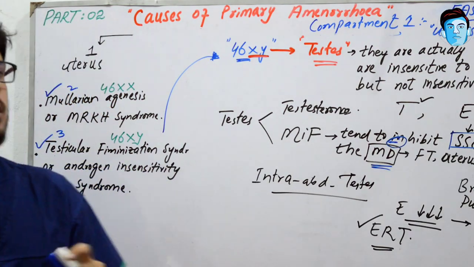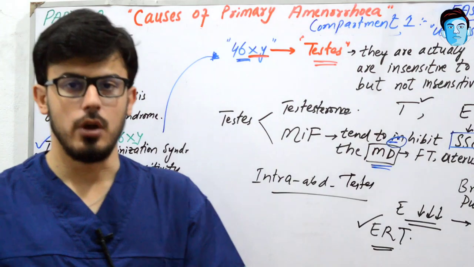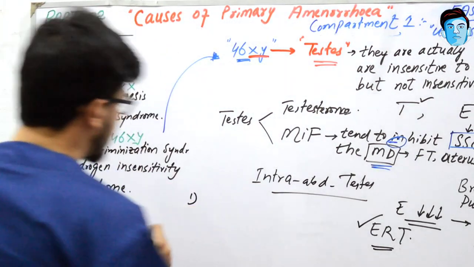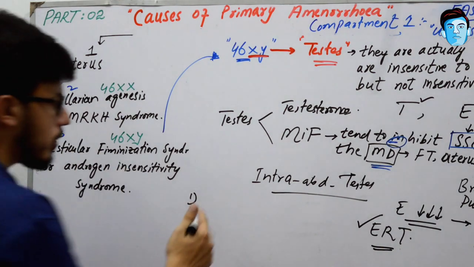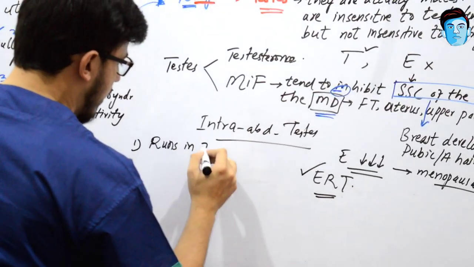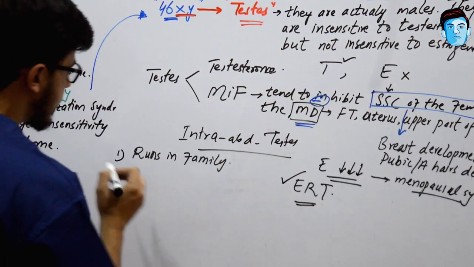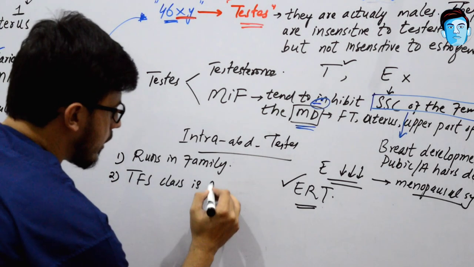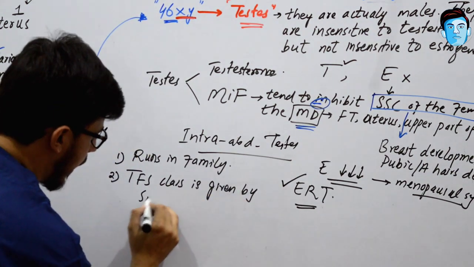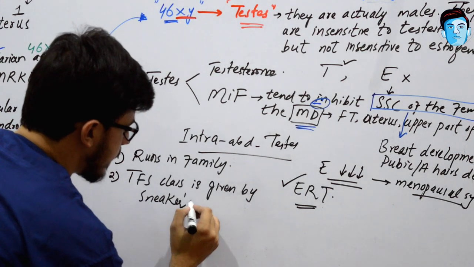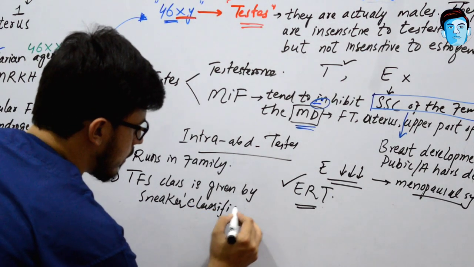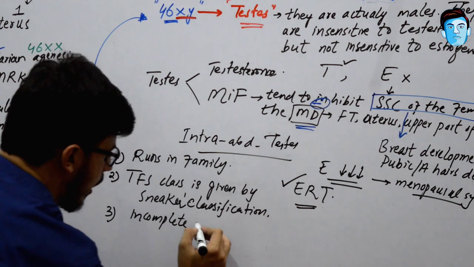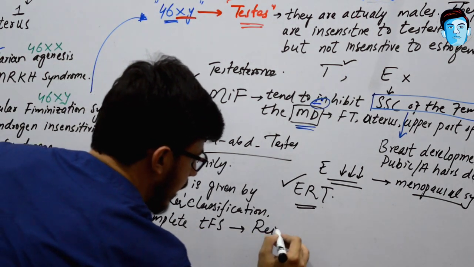Now there are certain other important points associated with testicular feminization syndrome that you should know. What are those points? The first one is that testicular feminization syndrome runs in families. The second important point is that the classification of testicular feminization syndrome is given by Sniker, and that's the reason it is termed Sniker's classification. Another important point is that incomplete testicular feminization syndrome is called Reifenstein syndrome.